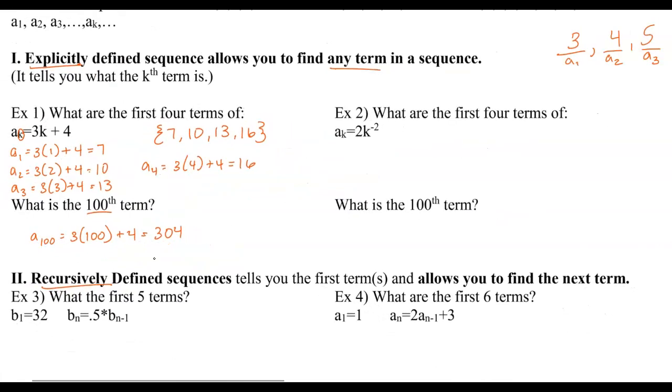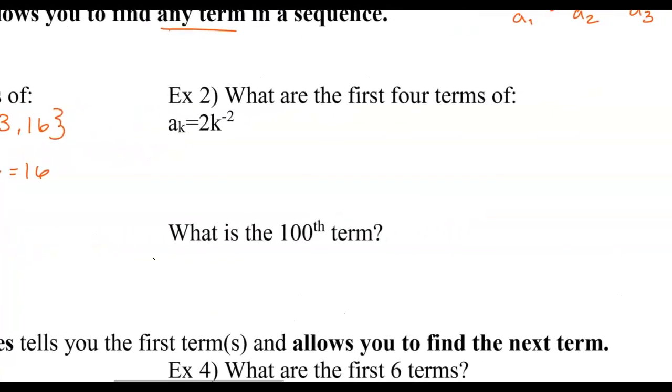I guess we could quickly do number 2. It works the same way. Do we have to write out how we found each term? No, you do not for sure. You can just do it in your head. So if I'm trying to find the first term, that means k is 1. 1 raised to the power of negative 2. Remember, anything raised to a negative number can be rewritten in a denominator with the positive version of that exponent. So 1 over 1 squared is just 1. 2 times 1 is 2.